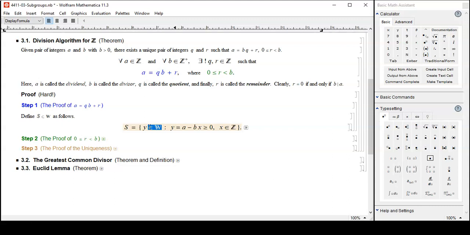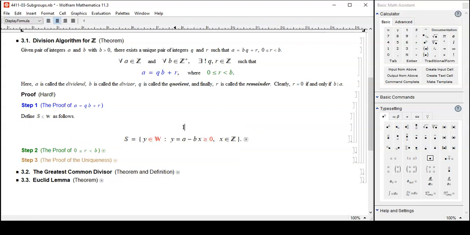That thing here means greater than or equal to 0. Let's see, is this possible? It turns out yes. If I select x very negative, then a minus bx is going to be very positive and certainly greater than or equal to 0.